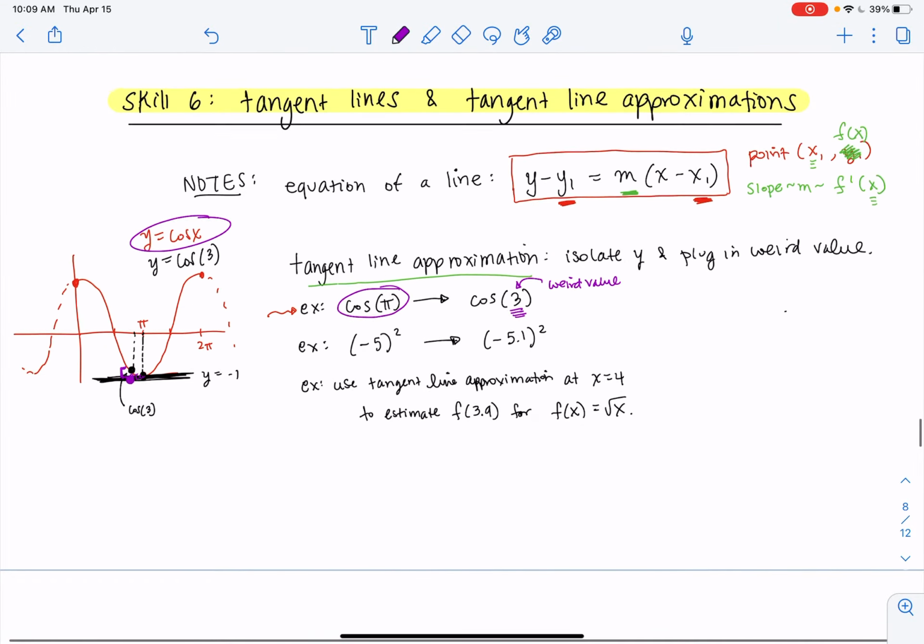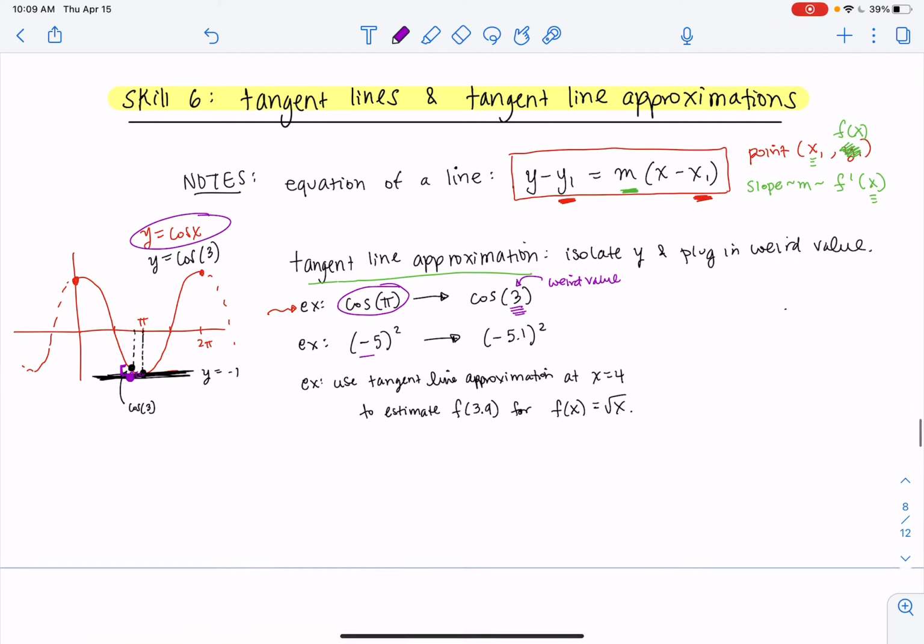Here's another example. Let's say my function is x squared. The normal value I can plug in is -5, but I might use that to approximate the weird value of -5.1 squared. And so in general, when you're using tangent line approximations, you're finding a normal value you can plug in to your function, and then you're going to use it to estimate a weird value.